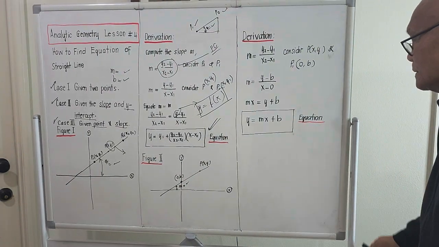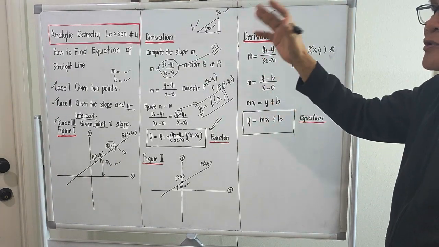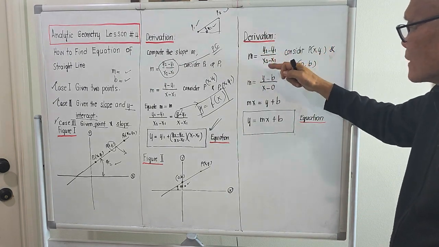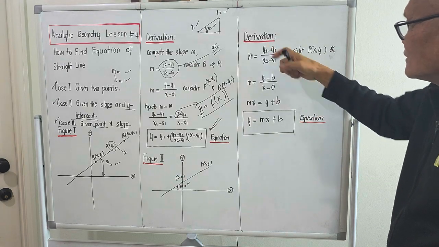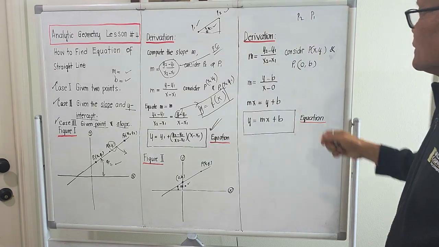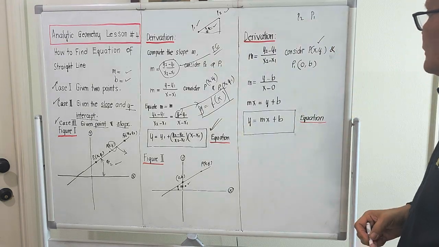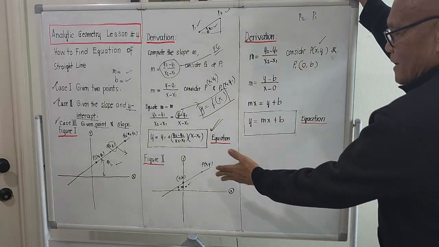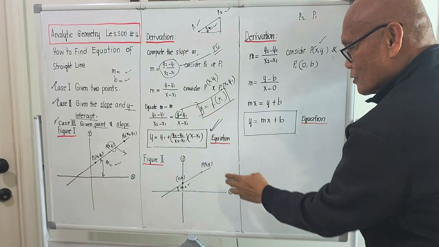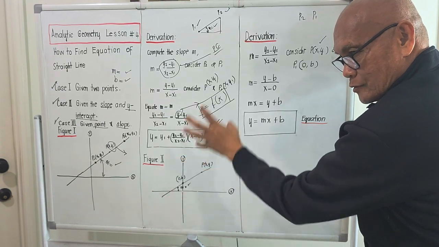Am I still on camera? For the derivation, we will be starting with the definition of slope. Slope in general will be y sub 2 minus y sub 1 over x sub 2 minus x sub 1, if you are considering point P2 and point P1. But by following this one, let's consider point P with coordinates x, y. What is point P? Point P is an intermediate point on the straight line, because we would like to express our answer in terms of x and y, so the coordinates are in terms of x and y without any subscript.